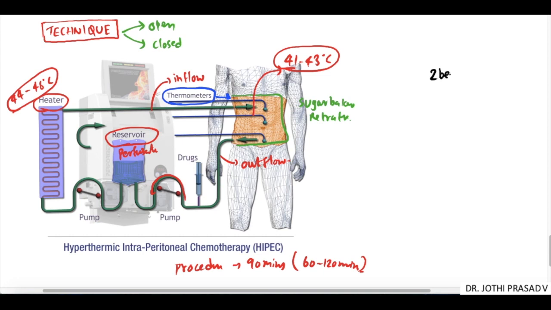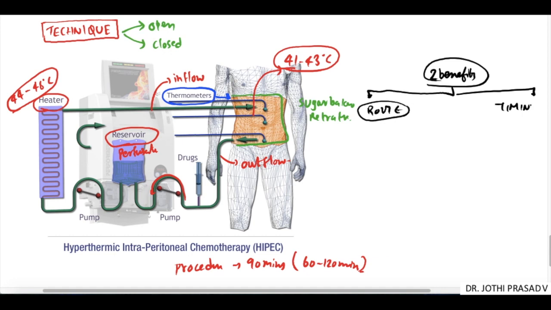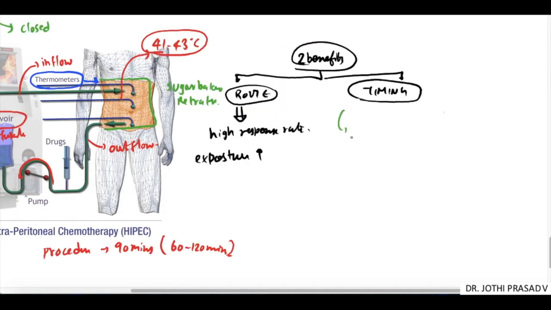Two important benefits of HIPEC are the route and the timing. Giving the chemotherapeutic drug intraoperatively has a high response rate, and the exposure of the peritoneal surface is increased. Timing is that you are giving the drug in the immediate intraop period, so the chemotherapeutic drug diffuses better into the peritoneal layers before the post-op adhesions occur.